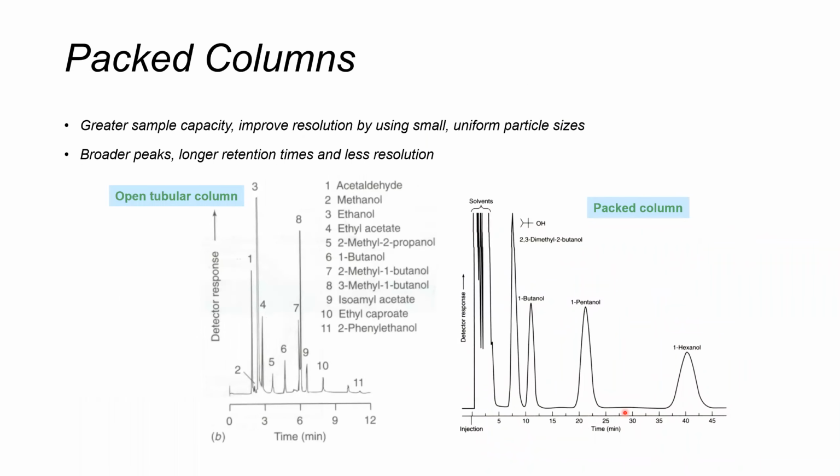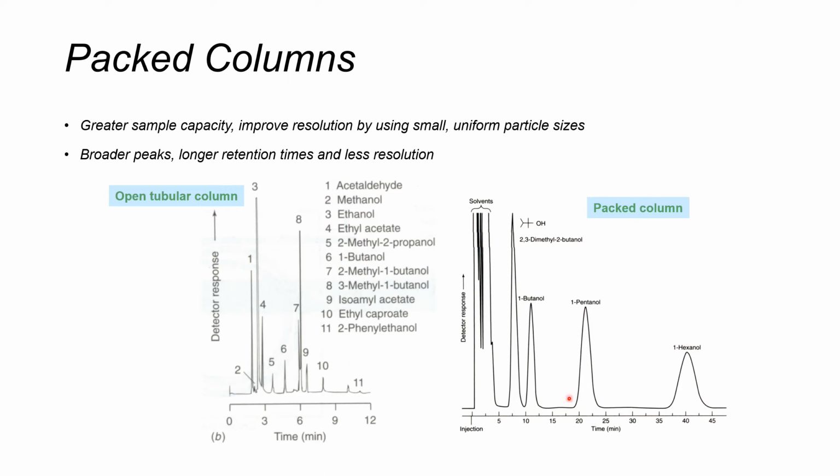So packed columns then offer greater sample capacity and improve resolution by using small uniform particle sizes. So the broader peaks, longer retention times, and less resolution is going to be observed.